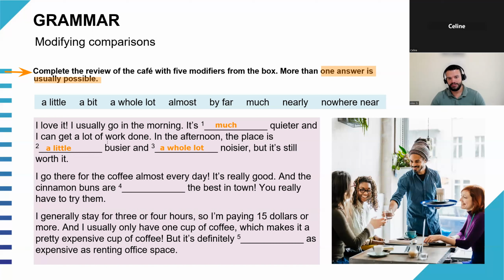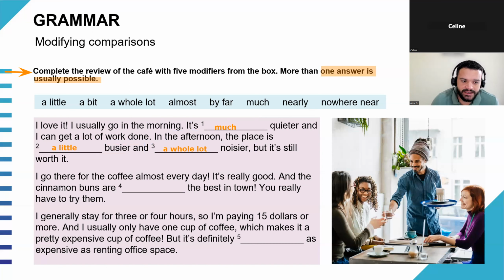And remember that you can change this. It doesn't have to be exactly like this. If you wanted to, you could say it's a little bit quieter, it's much busier, it's a whole lot busier and much noisier. So you can switch it, Celine, and it still makes sense, okay? But let's leave it how we had it. This makes perfect sense. This is perfect.